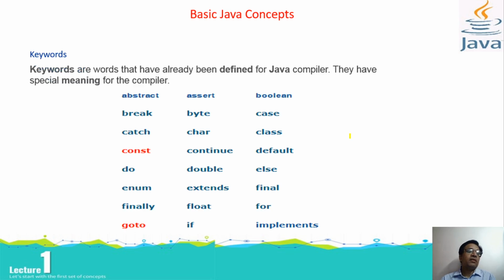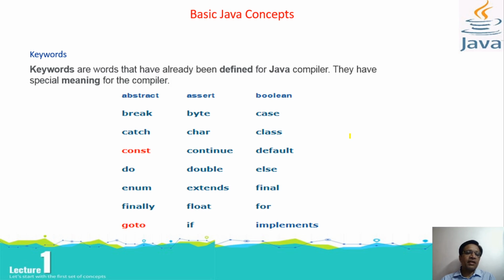Now the next is the keywords. As while doing the anatomy of the Java program, we mentioned the word class. The word class is a keyword. Keywords are the words that convey a special meaning to a language compiler. Whenever such words are used in a program, they convey a special meaning to the language compiler.